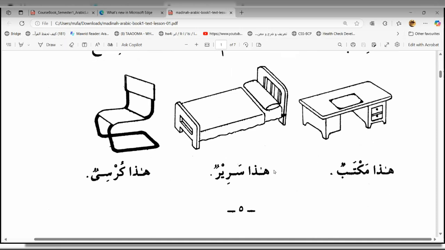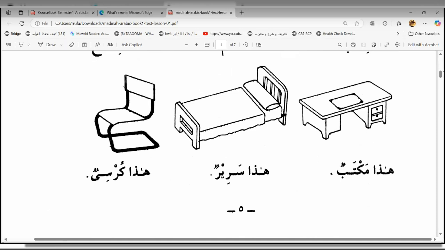Now, we also have the first part, which is hadha. We said it means this, right? But in general, you can form a sentence using two nouns. The first noun, like hadha, and the second noun, sarir. And the rule is that the first noun should be defined. When I say defined, it means it shouldn't be indefinite.